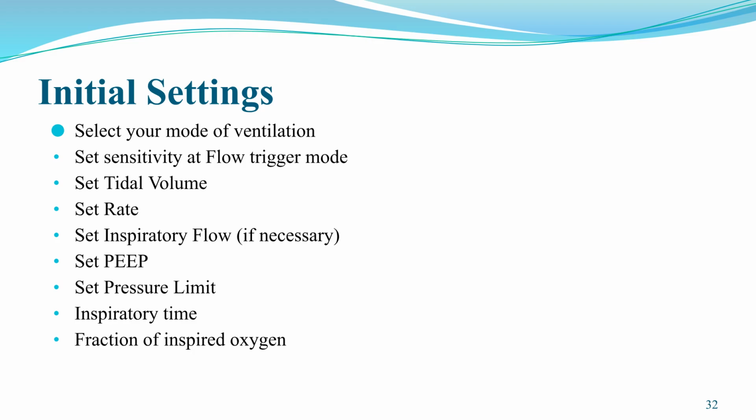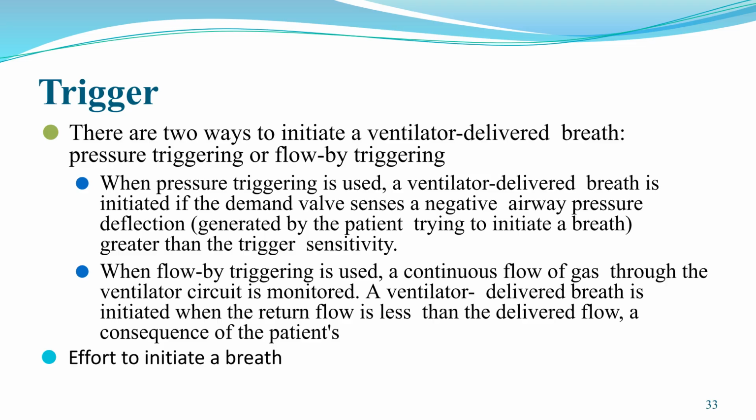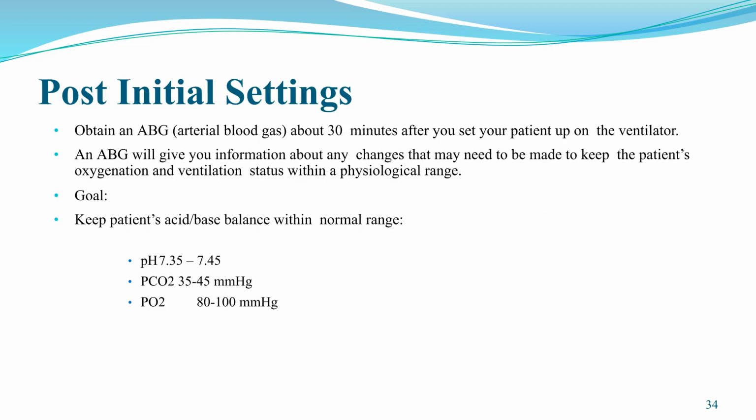Initial ventilator settings involve selecting the mode, setting sensitivity, tidal volume, rate, inspiratory flow, PEEP, pressure limit, inspiratory time, and fraction of inspired oxygen. A ventilator-delivered breath can be initiated by pressure triggering, sensing negative airway pressure, or flow triggering, sensing a reduction in continuous gas flow, indicating the patient's effort to initiate a breath. After setting the ventilator, obtain an arterial blood gas about 30 minutes later to check the patient's oxygenation and ventilation status. The goal is to keep the patient's acid-base balance within a normal physiological range.